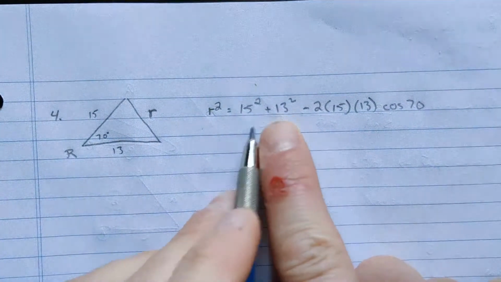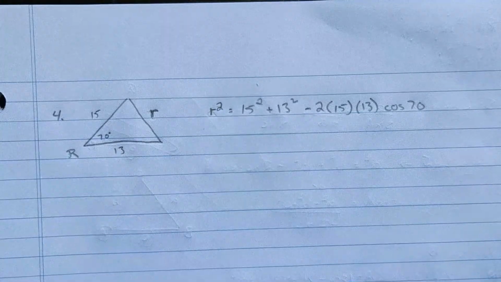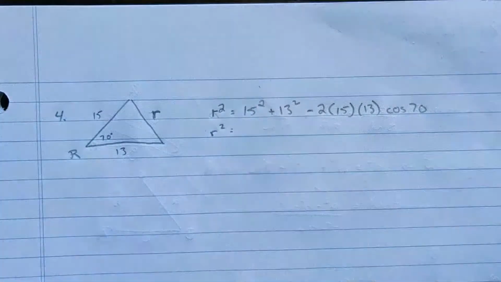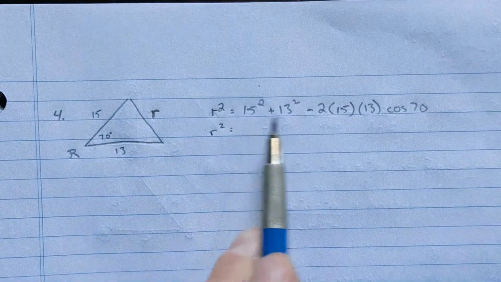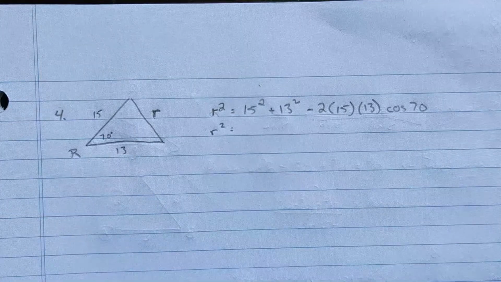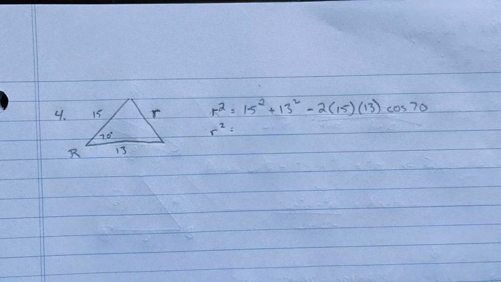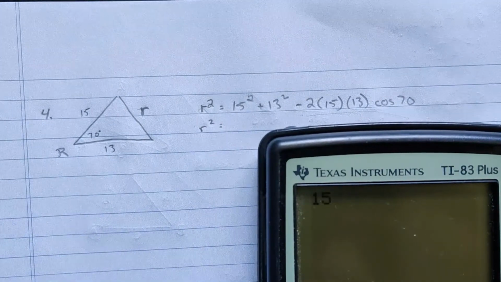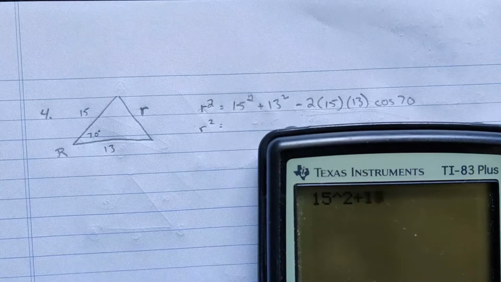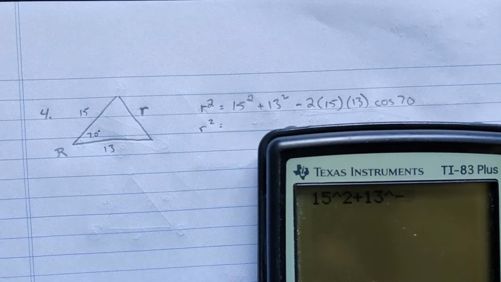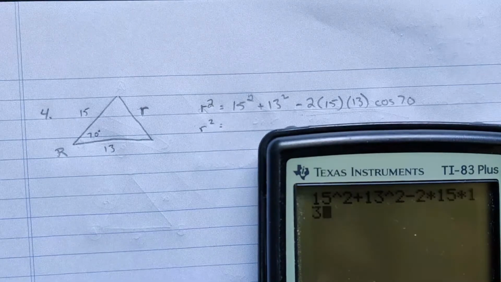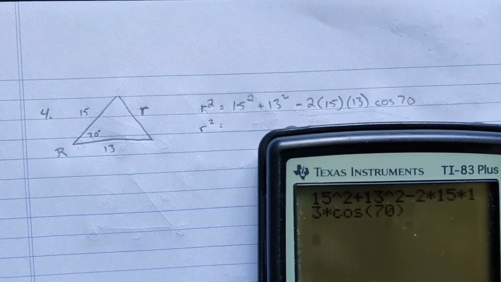So there's the two sides twice, and then our cosine of our angle, cos 70. And so now it's just a matter of being careful that we calculate this correctly, that we do the multiplication before the subtraction. If you want, you can actually just fully type that whole thing in your calculator in one go. So you can do 15 to the power of 2 plus 13 to the power of 2 minus 2 times 15 times 13 times the cosine of 70 and get 260.